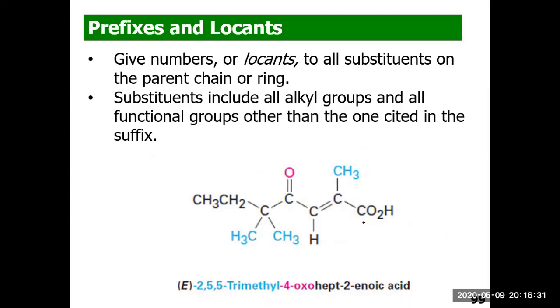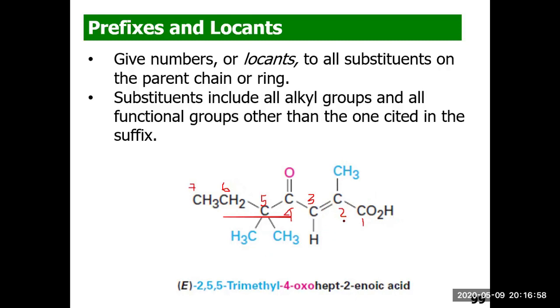So how do we number the parent chain? Since this is the priority group, the numbering should start at this carbon. And we should select the longest chain that includes most of the functional groups. So in this case, this is carbon 1, this becomes carbon 3, this becomes carbon 4, this becomes carbon 5, this becomes carbon 6, and this becomes carbon 7.